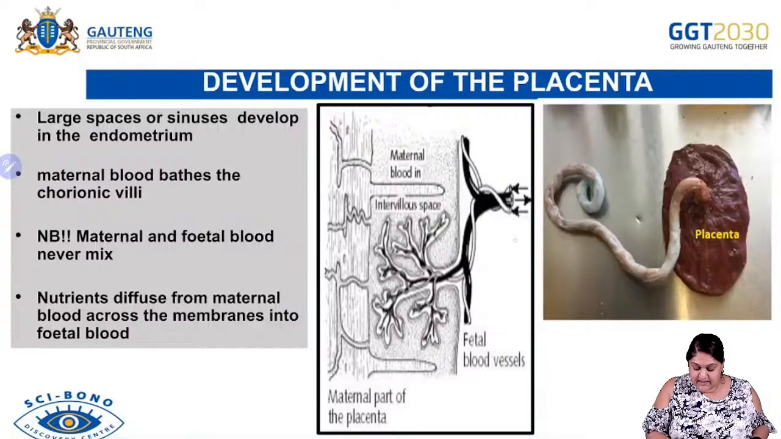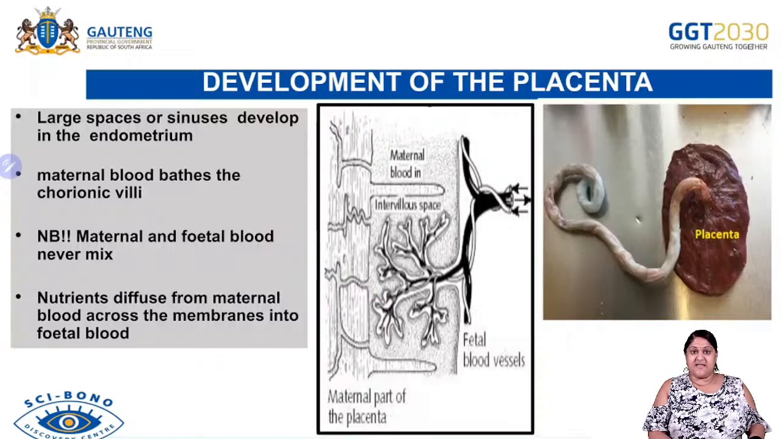So that is what is basically happening over here. We have the maternal blood and the fetal blood vessels. This picture shows us very nicely the maternal part of the placenta, the fetal blood vessels, and the maternal blood that is in these spaces, these sinuses in the endometrium. So they do not mix with the blood of the fetus. That's very important for us to understand. And this is just showing us a real life picture of the placenta that is attached to the umbilical cord.